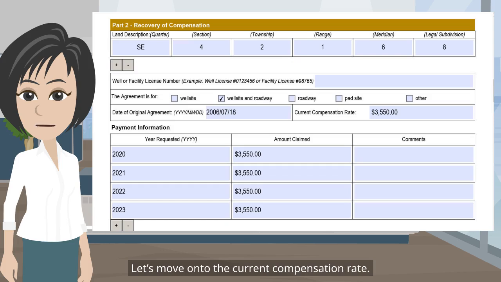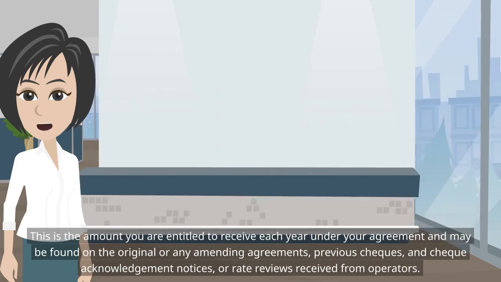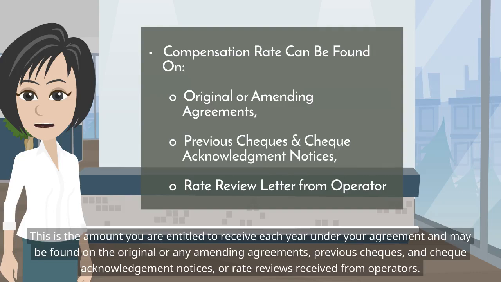Let's move on to the current compensation rate. This is the amount you are entitled to receive each year under your agreement, and may be found on the original or any amending agreements, previous checks, and check acknowledgement notices, or rate reviews received from operators.